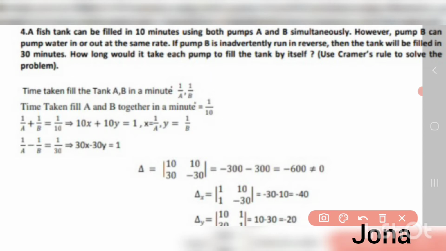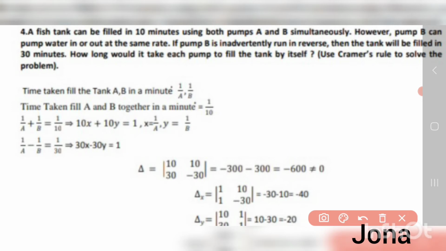From the second statement, if pump B is inadvertently in reverse, then it will be minus 1 by B. So 1 by A minus 1 by B equal to, it's given it will take 30 minutes, so the work done is 1 by 30. So 1 by A minus 1 by B equal to 1 by 30. Then cross multiply, so it will become 30x minus 30y equal to 1.